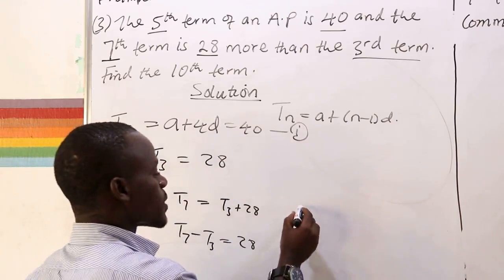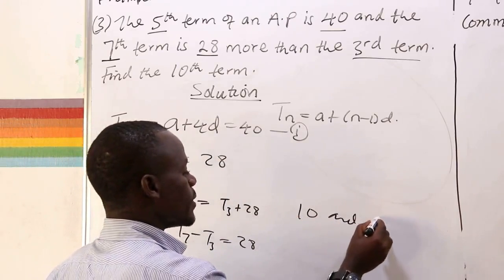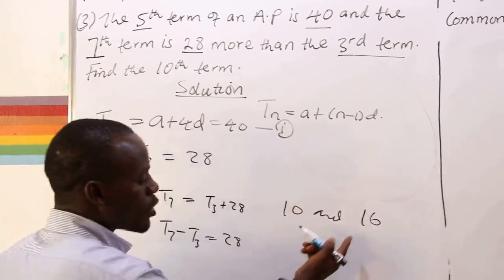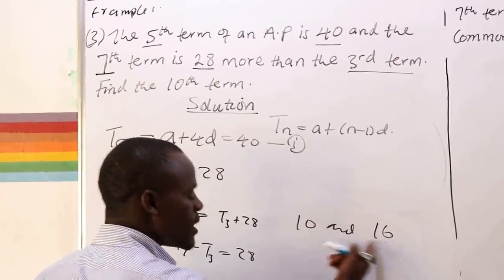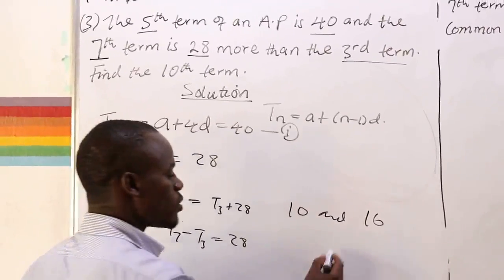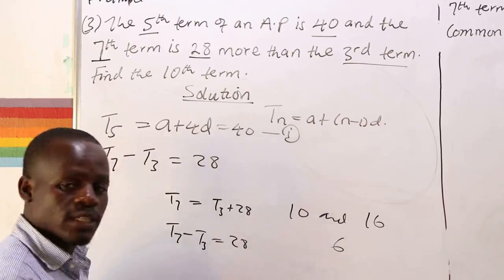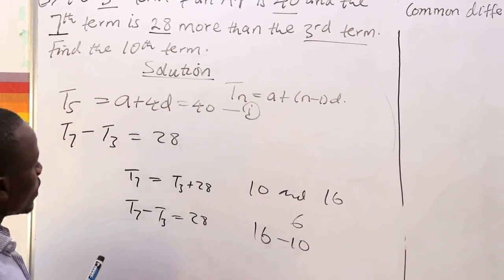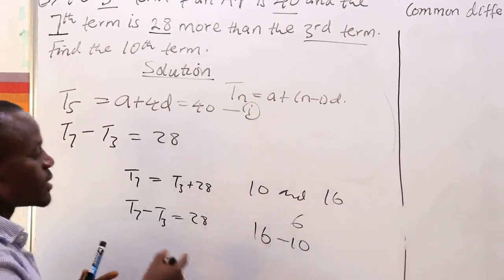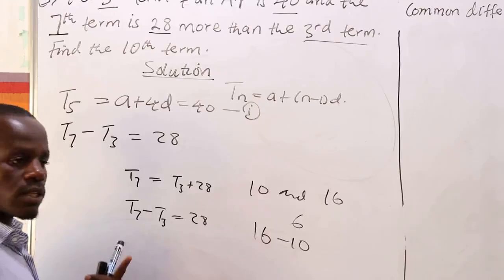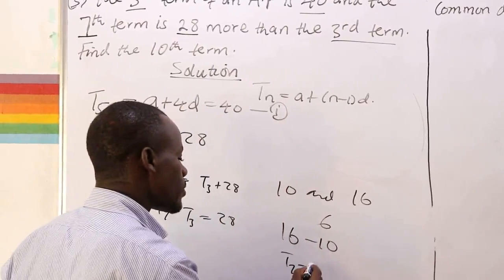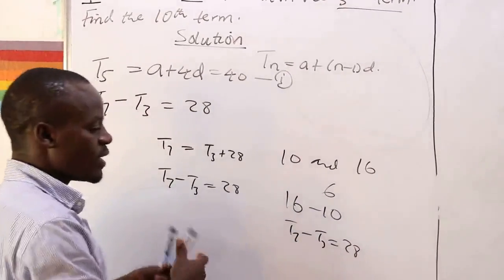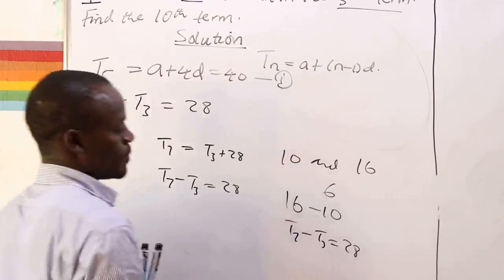Now let me just bring you close. If I have two numbers, 10 and 16, by how much is 16 more than 10? Of course, it's going to be 6. How do you get 6? 16 minus 10. That is why I say, since the 7th term is 28 more than the 3rd term, that means the 7th term minus the 3rd term will give us 28. So with this, you find it very easy going.